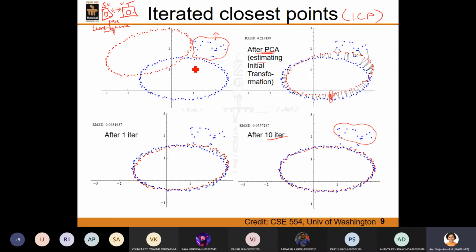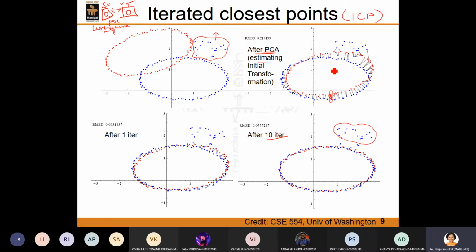Now, first an initial estimate is taken. To find the initial estimate of the transformation, various methods can be applied. In ICP, you usually take the PCA, the principal component analysis, and then try to register them together. After the PCA, under the initial estimate of the transformation, let's say this is how it looks, where the source set and the target set are kind of aligned together. Now it is not a perfect alignment, right? This is the initial estimation.